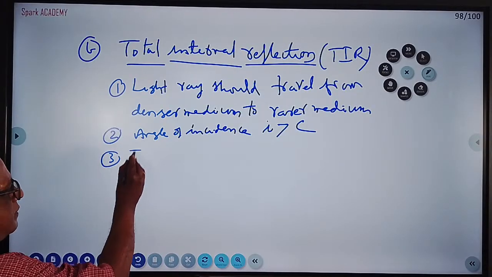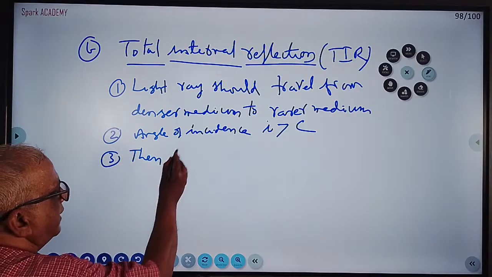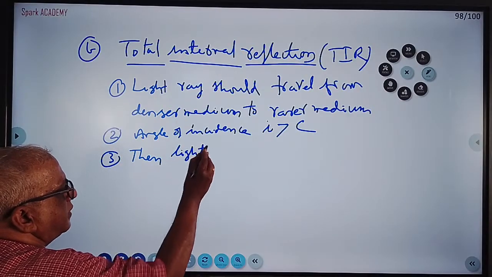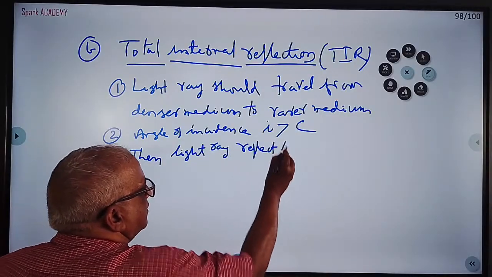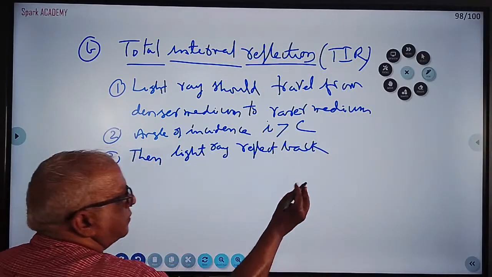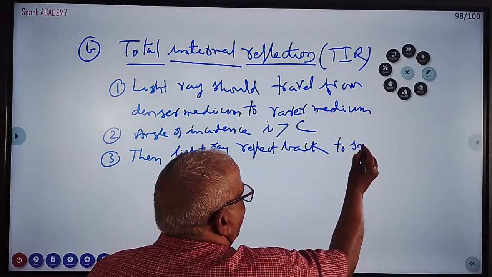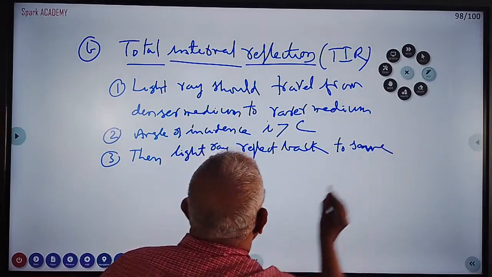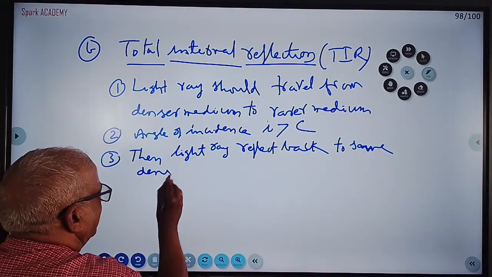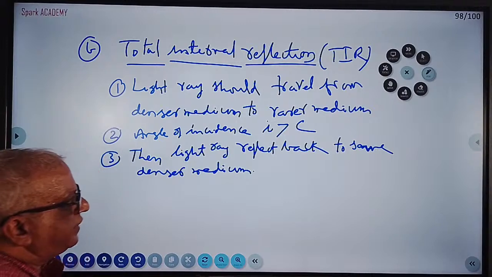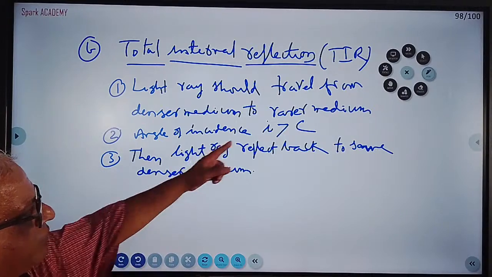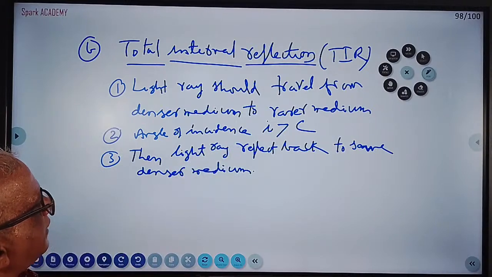Then what will happen? Then the light ray won't undergo refraction. The light ray reflects back to the same denser medium. There is no refraction now, when the angle of incidence is greater than the critical angle.